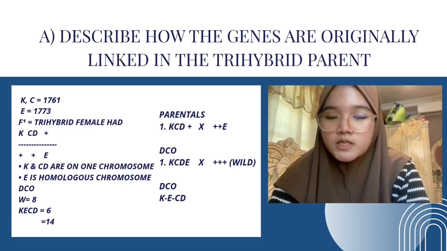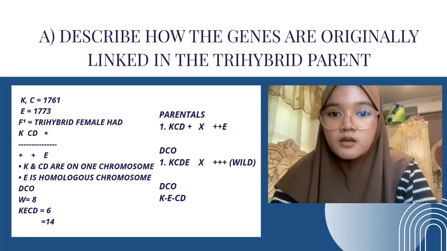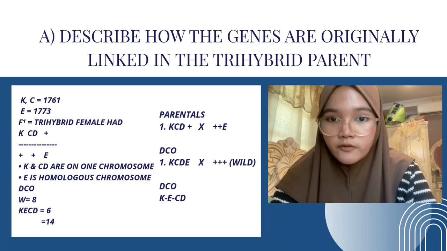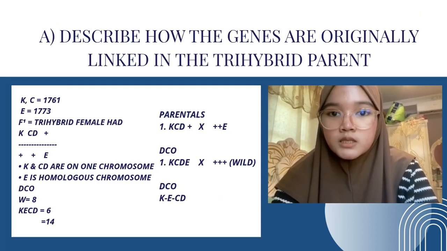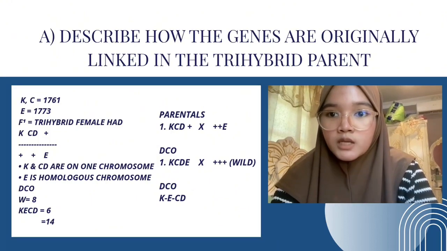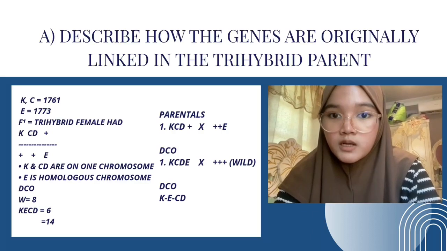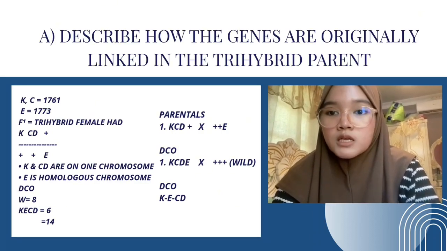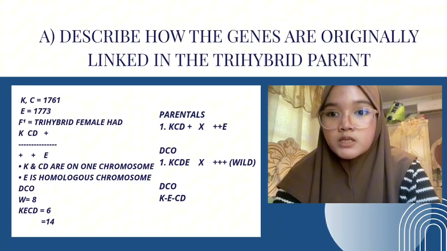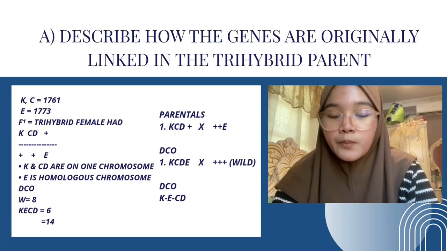In this question, I want to explain how the genes are originally linked in the parents. I go step by step based on the data provided. Part 1. Data and observation. We have the progeny count 1761 for the K CD combination, 1773 for E, and smaller numbers for double crossover, like 6 and 8. From this, we can see that most progeny follow a certain arrangement, which shows that these genes are indeed linked.